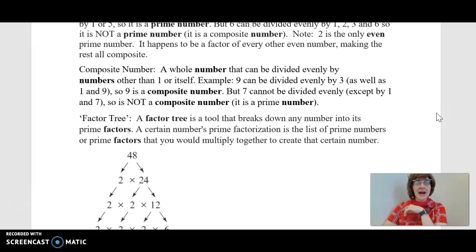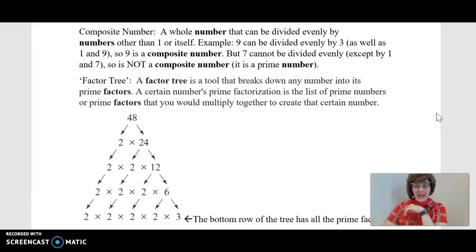A composite number is a whole number that can be divided evenly by numbers other than 1 or itself. For example, 9 can be evenly divided by 3 as well as 1 and 9. So 9 is a composite number, but 7 cannot be evenly divided except for one big group or 7 little tiny groups of 1. So it is not a composite number, it is a prime number.